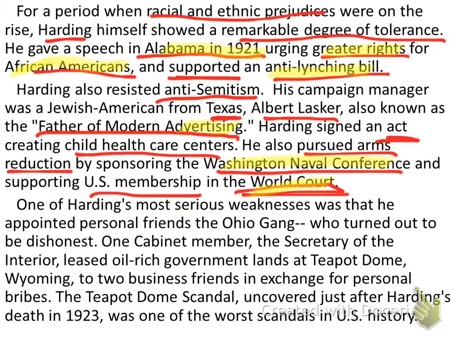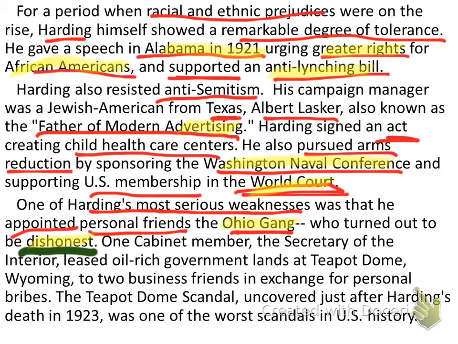one of Harding's most serious weaknesses, and we all have them, was that he appointed personal friends, which was often referred to as the Ohio Gang. These are people from his home state of Ohio, people he had known for a number of years, some of which were old buddies of his. Unfortunately, the Ohio Gang turned out to be rather dishonest. The Ohio Gang, dishonest. Harding, not so much.